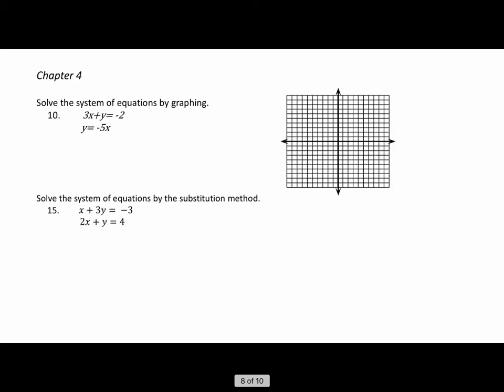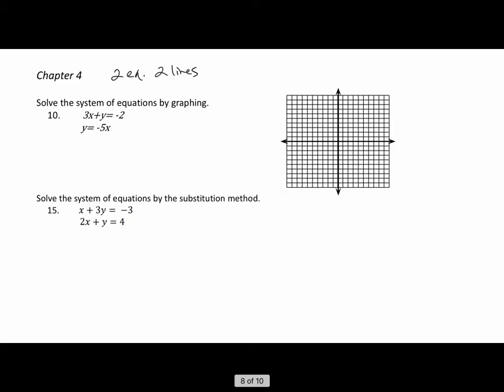We're into chapter 4 now. So chapter 4 talks about linear equations in 2 variables, but not just one equation, 2 equations, 2 lines. So if you have 2 equations, you're talking about a system of linear equations. So for number 10, solve the system by graphing. And what that means is graph the first line, graph the second line, and see what points they share. Shared points are solutions.